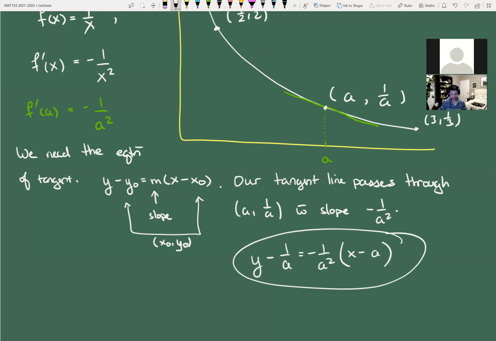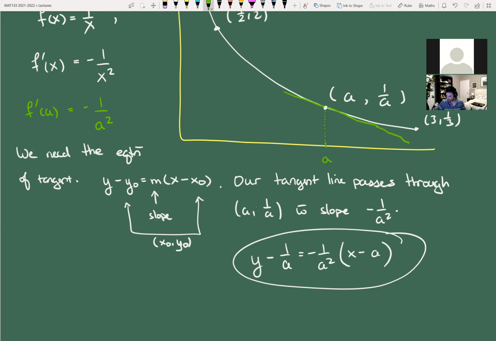Right? And this is the equation of our tangent line, which isn't in y equals mx plus b form, but if you simplify it, you can get that form if you want. Okay, so you've got your equation of the tangent line. I'm going to let you fiddle around with that from there.